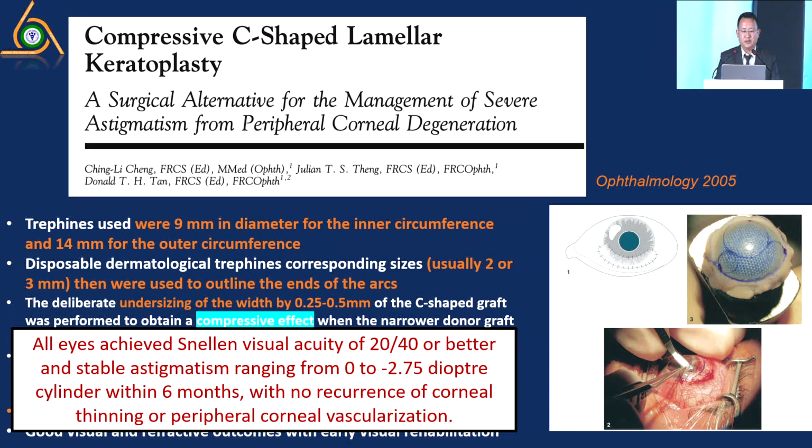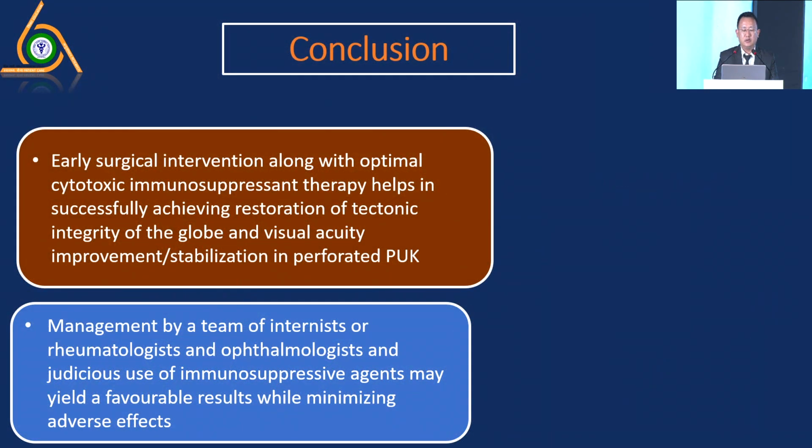So in this series, they have shown good stable astigmatism in a range of 0 to minus 2.75 diopters cylinder within 6 months. So in conclusion, early surgical intervention along with optimal cytotoxic immunosuppression therapy will help in successfully achieving restoration of tectonic integrity of the globe, and visual acuity improvement and stabilization in the perforated PUK.